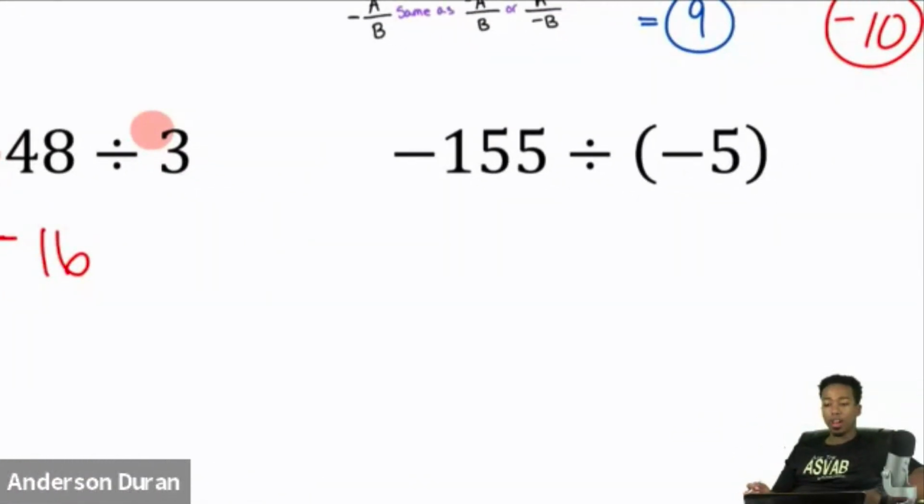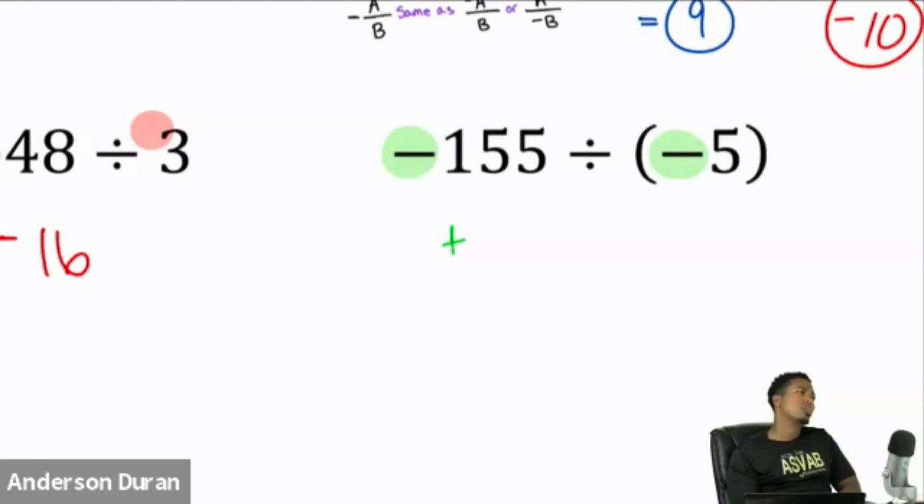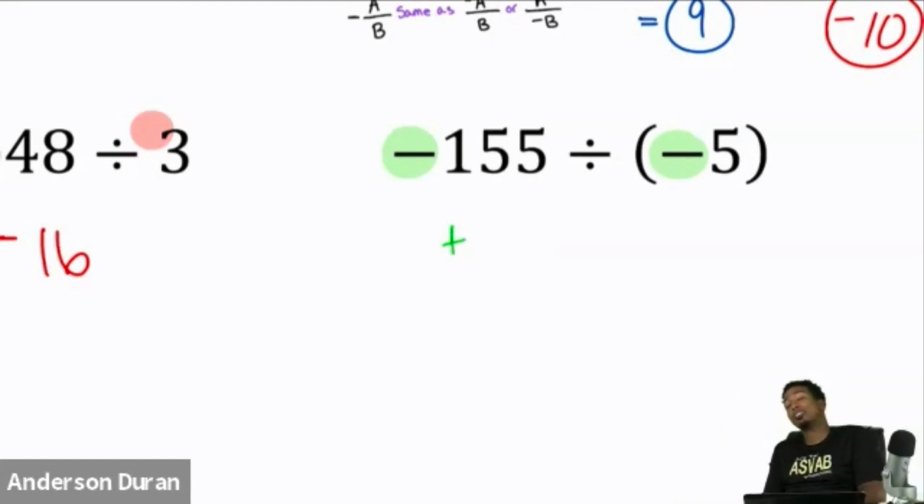Negative 155 divided by negative 5. The sign is automatically going to be what? Positive. Correct. A negative and a negative makes a positive. And then 155 divided by 5. Let me ask you this. 155 is awfully close to 150. Everybody, what's 150 divided by 5? Yeah, that's going to be 30. So 155 divided by 5 is 31.